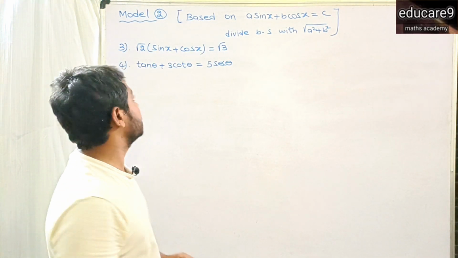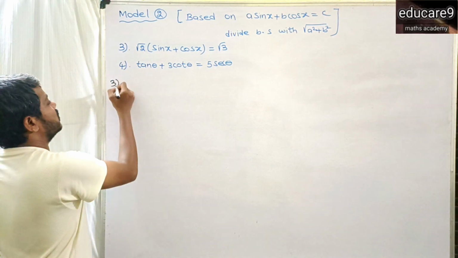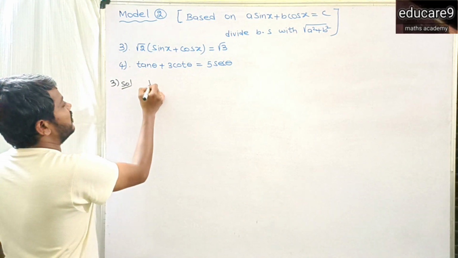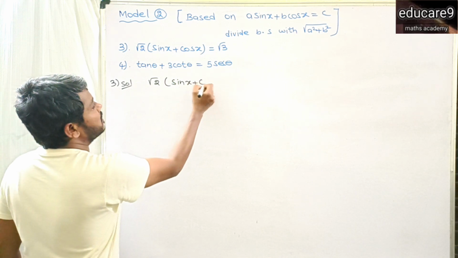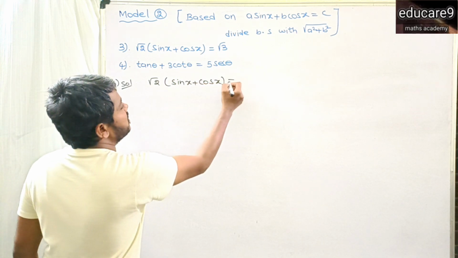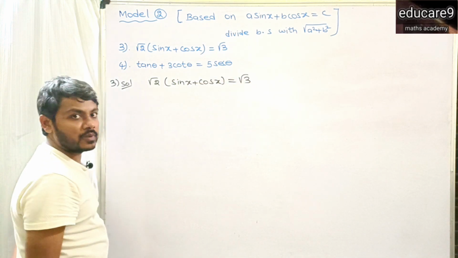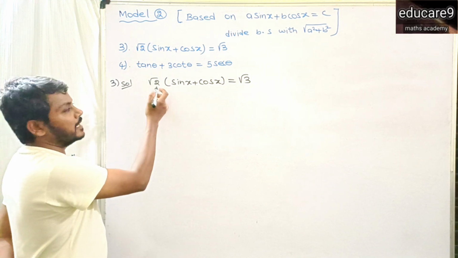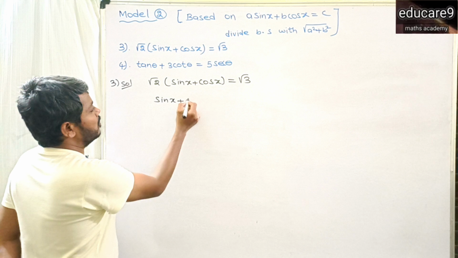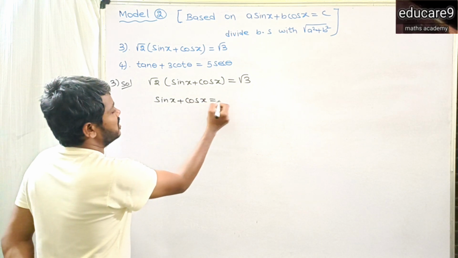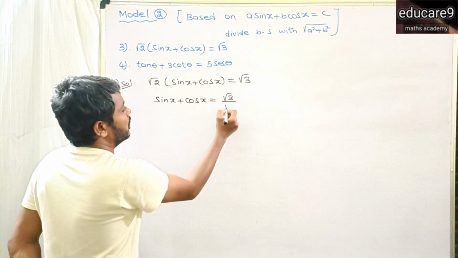So next, question number 3. See the third solution. Given root 2 into sin x plus cos x, which is equal to root 3. So here we can send root 2 to the right hand side. It becomes sin x plus cos x, which is equal to what? Root 3 by root 2.